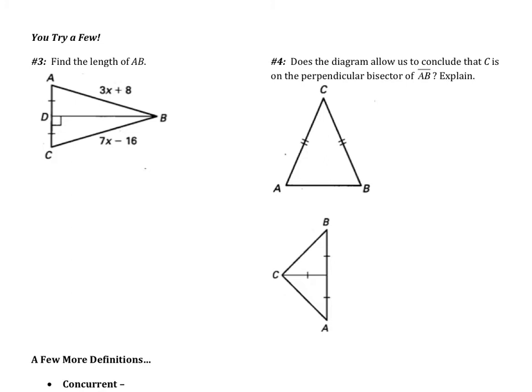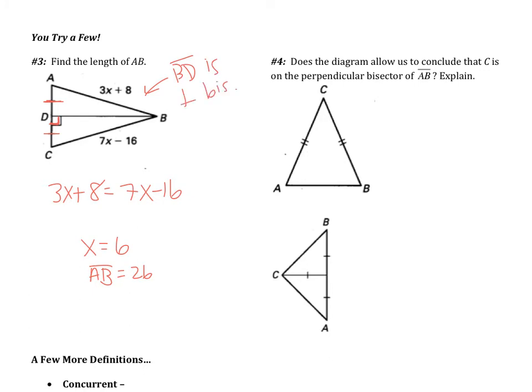Okay, for example 3, find the length of AB. Now, you all probably could have guessed that you had to set 3x plus 8 equal to 7x minus 16. You would have ended up with x equals 6, and then AB equals 26. Now, it's more important to me that you know why this is true. So what you should have noticed is that you have a perpendicular angle and that your segment is bisected. That tells you that BD is the perpendicular bisector.